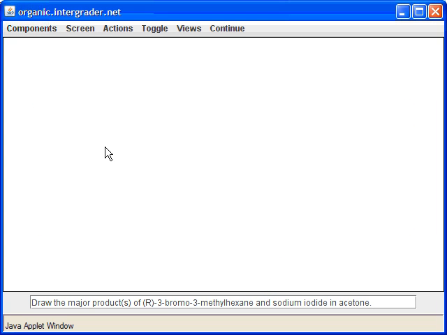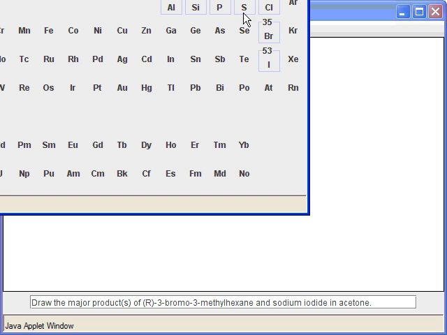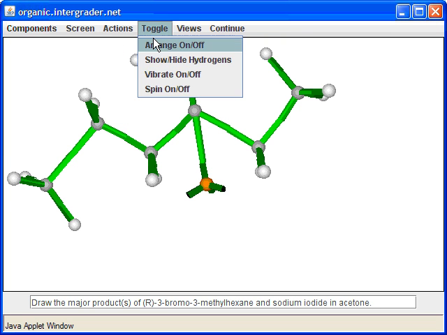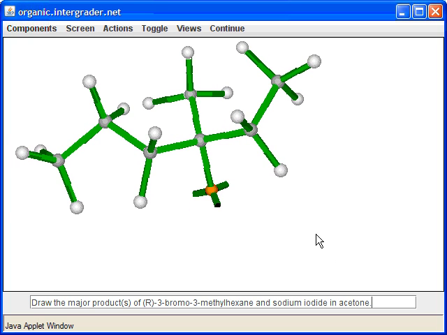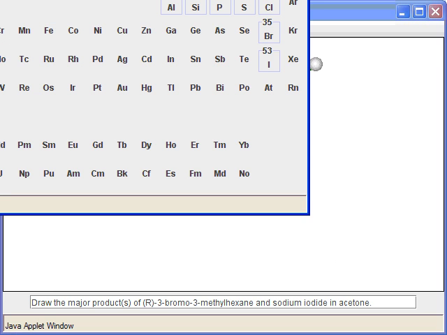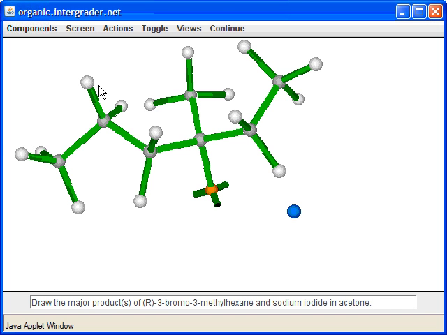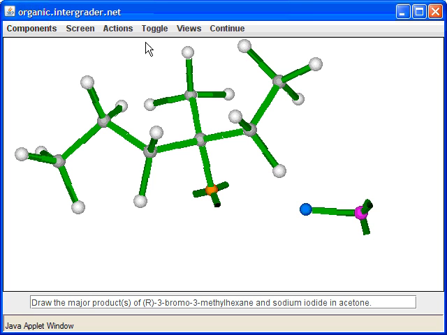Now we have a different compound. So we'll draw a hexane here, and we'll put a methyl at the 3 position, and we'll also put a bromine there. And we'll go ahead and add our hydrogens, and then we'll hit arrange. After that we'll go ahead and add sodium iodide. So let's put sodium iodide in here. Here's sodium, and then we'll put the iodine in over here. After doing that, we'll hit arrange.